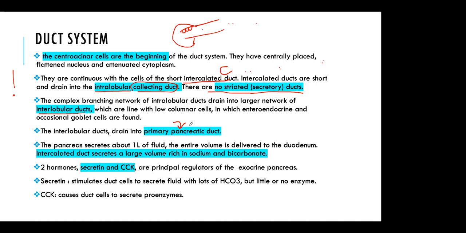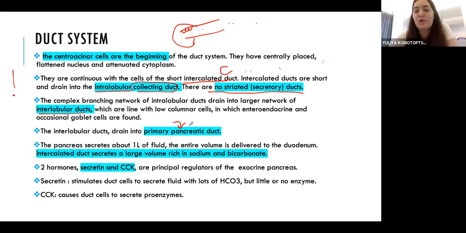Is it correct to say that the collecting duct is an analogy to a striated duct in the salivary system? Yes. The collecting duct is basically a striated duct, but the only difference is where they are, because striated ducts are only in the salivary glands, right? But collecting ducts are only in the exocrine pancreas. So that's your duct system.